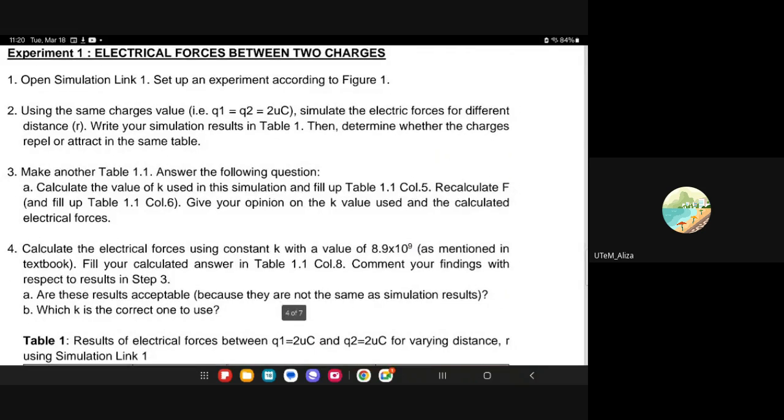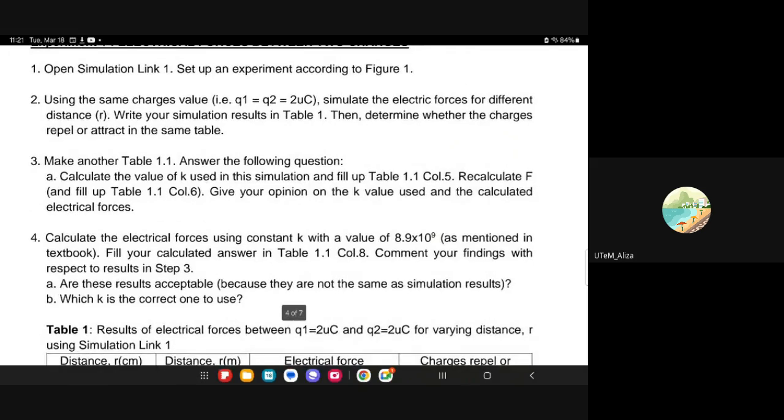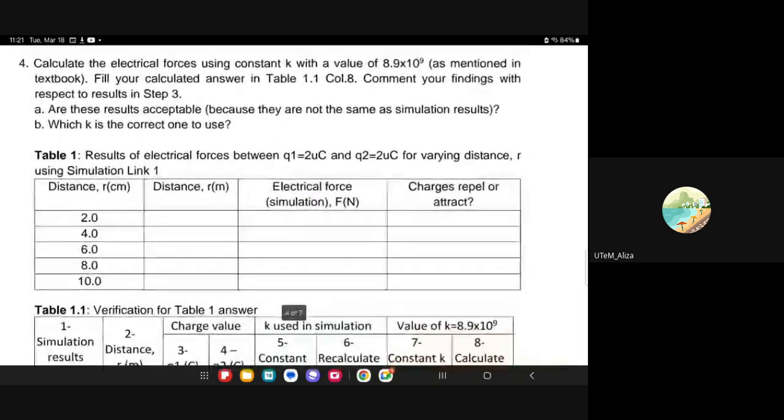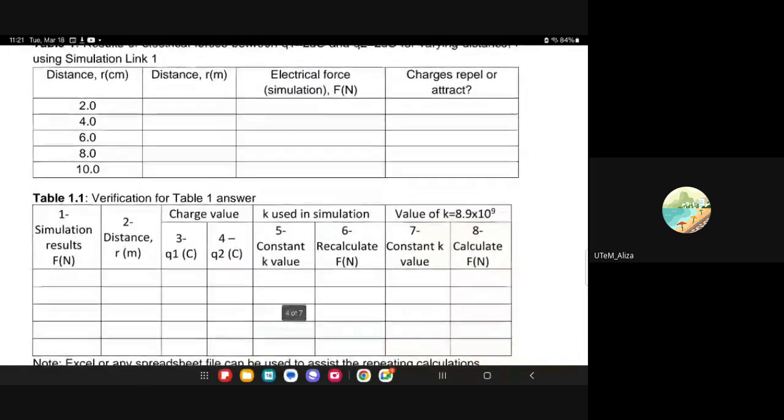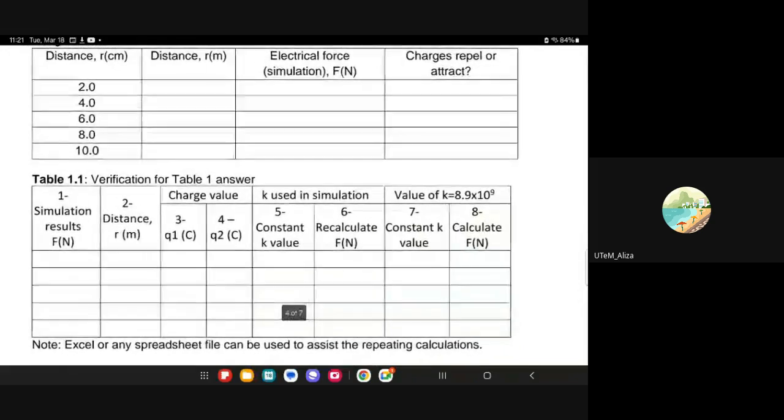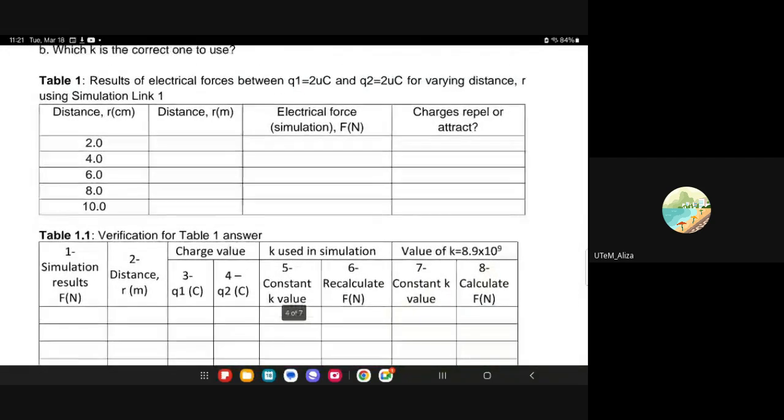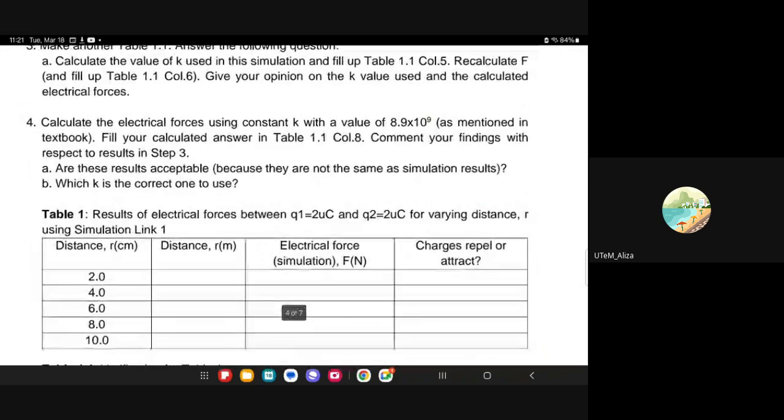Okay, so there are tables given to you, table 1 and table 2. You need to go to those tables and fill them up. Let's go to the first line here.